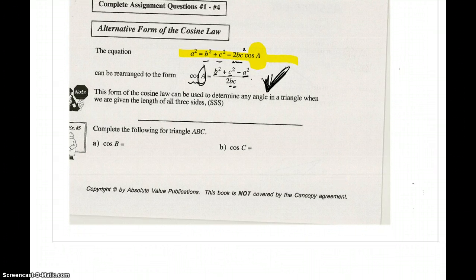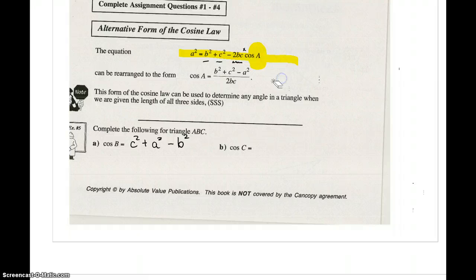If I'm looking for B, then I'm going to just follow this pattern. I'm going to have a C squared plus an A squared, and remember what I just finished saying, the B is going to be the one that's subtracted. Notice in this case up on top, this A was the one subtracted. Now I've got B here, so it's the one subtracted, and I have a 2CA on the bottom.